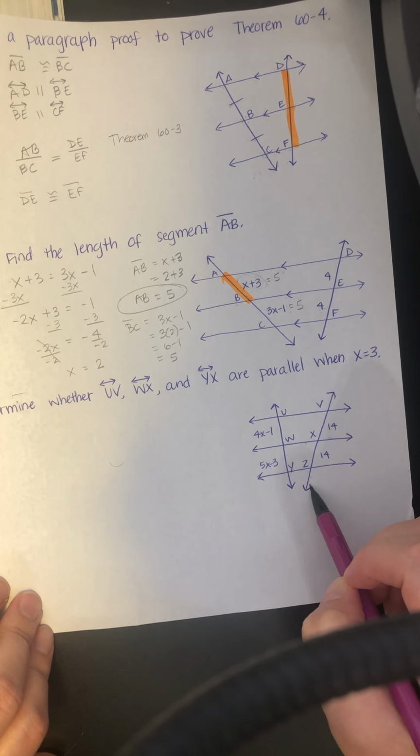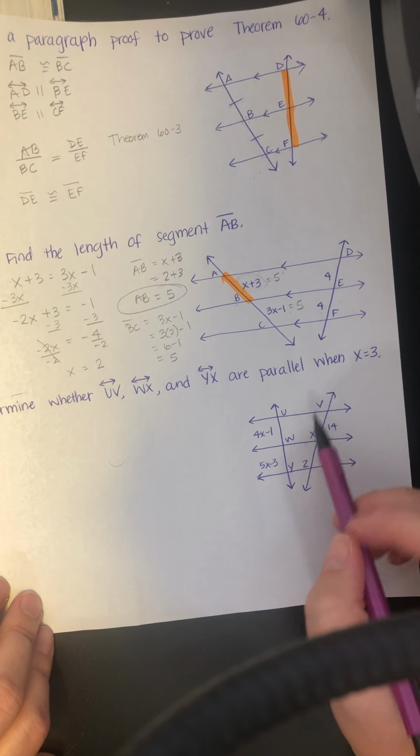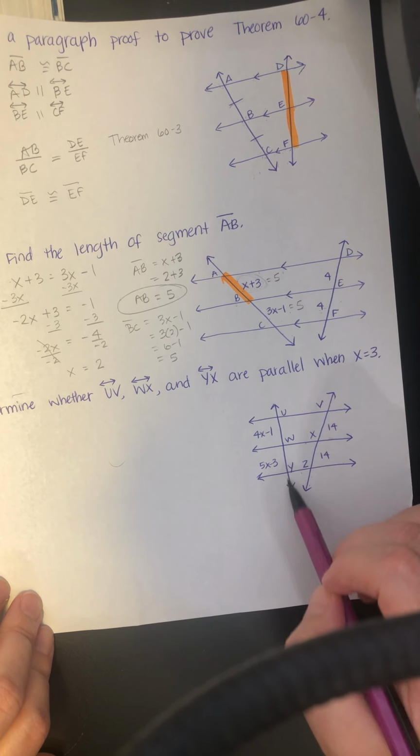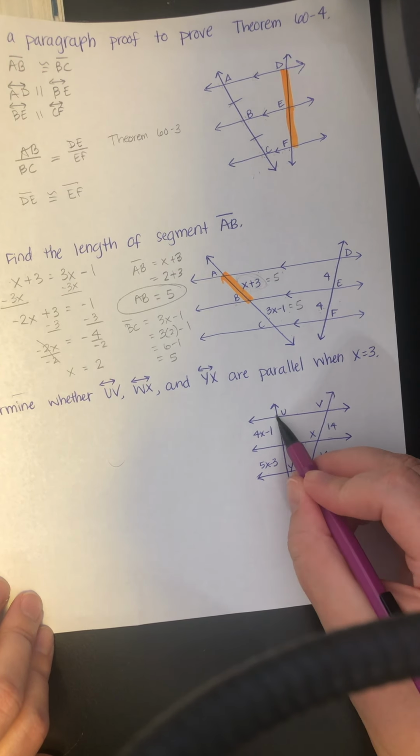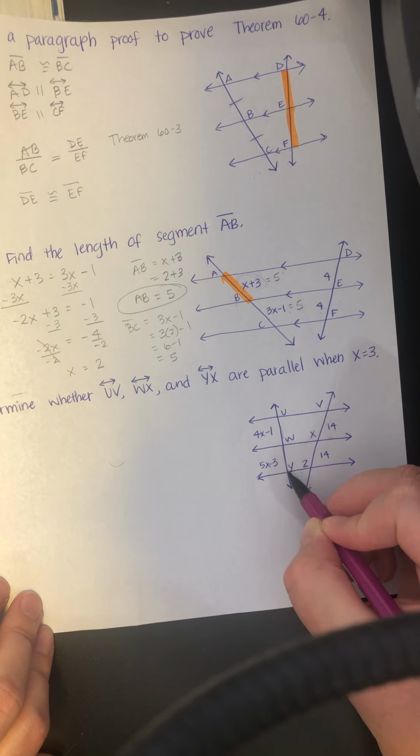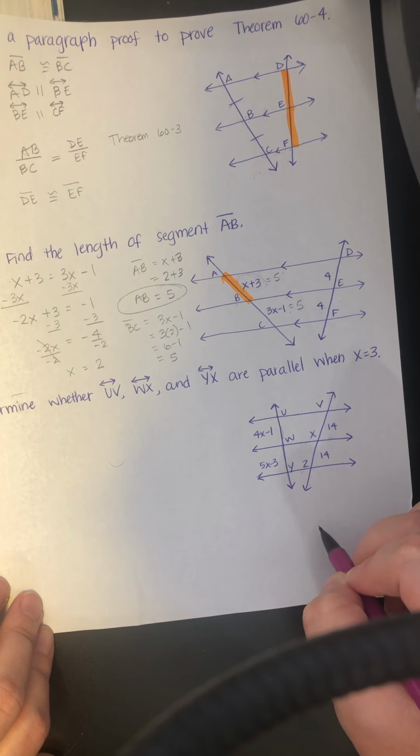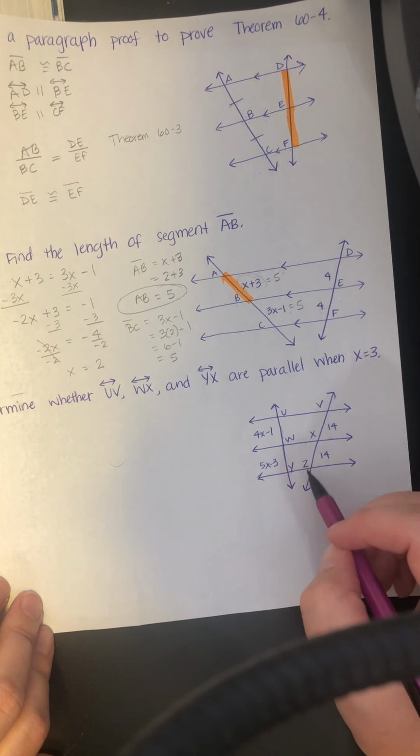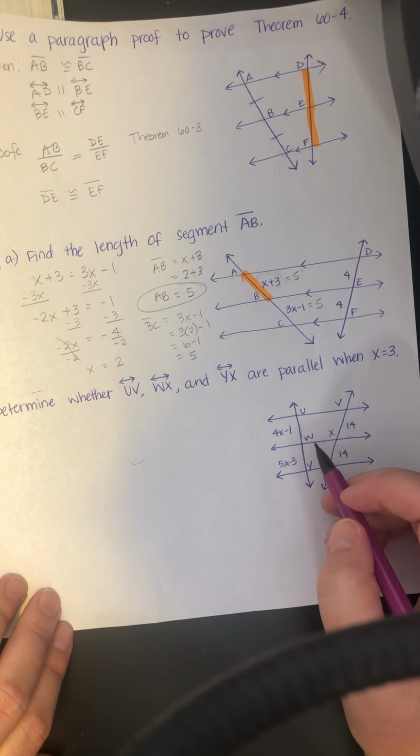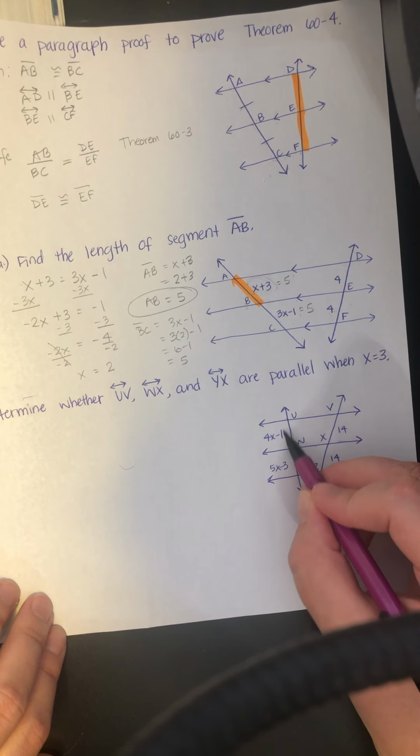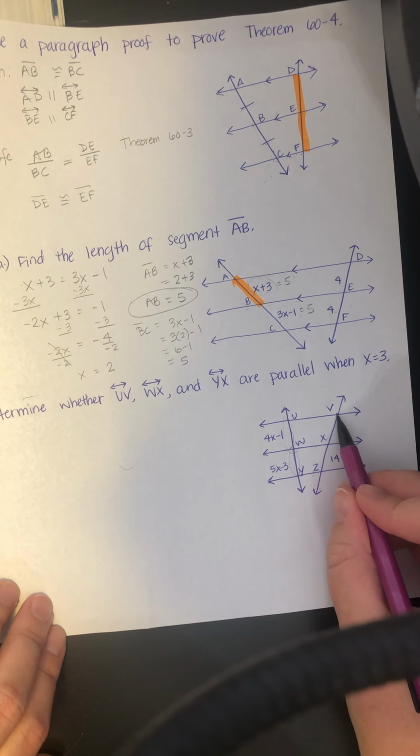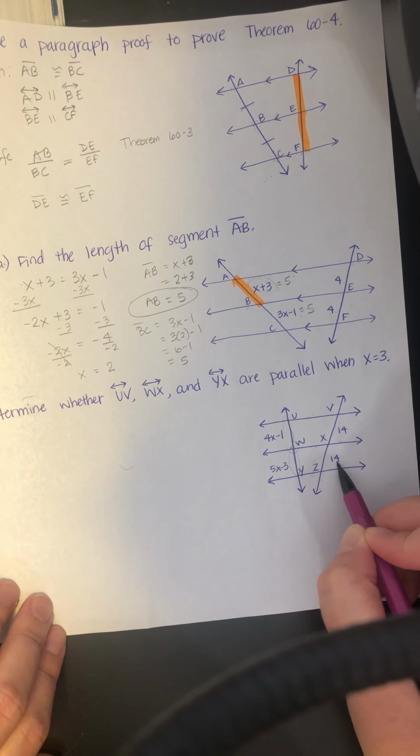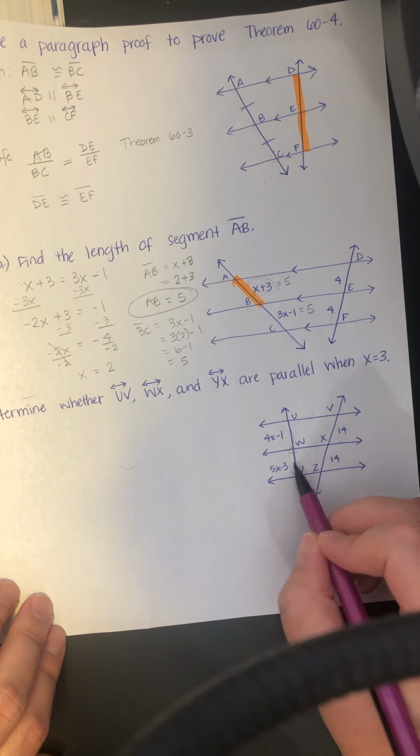We're going to use the theorem that says if you have two transversals cutting these 3 lines into congruent segments, so if UV is equal to WY, then these 3 lines will be parallel to each other. So let's see if these guys are congruent to each other. Vx is 14 and xz is 14. These two are congruent, so these are going to be congruent.